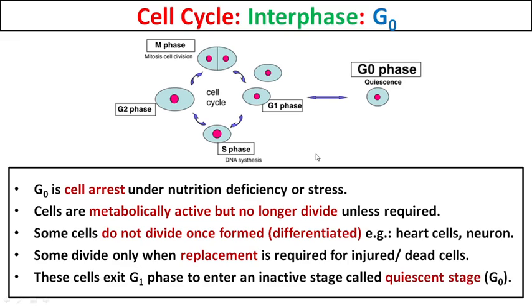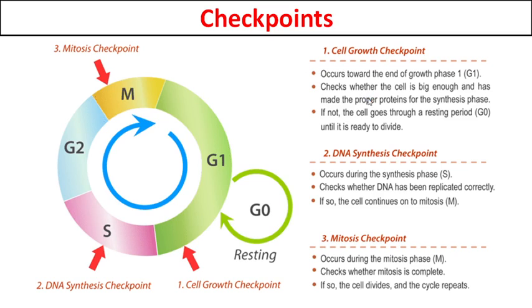These cells, when it is required, they exit the G1 phase and enter this G0 phase. Now, I would like to just go through this point briefly. Then there are some checkpoints. The cell cycle cannot go on and on without any checkpoints.